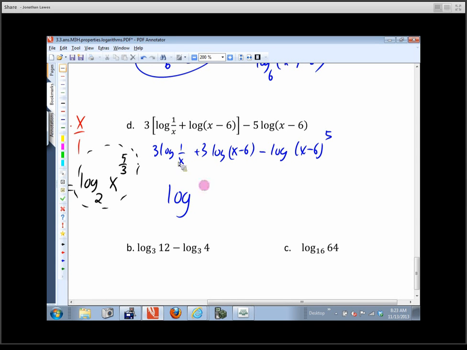Okay, this is going to be 1 over x raised to the 3rd. This is going to be x minus 6 raised to the 3rd. This is x minus 6 raised to the 5th. Where do I put it, Noah? I put it in the bottom because it's got a negative out front, right? So this is x minus 6 raised to the 5th. Now, let's look at this for just a second. This certainly isn't as simple as we could write this. Is there anything I could do with this? Could I clean this up just a little bit?